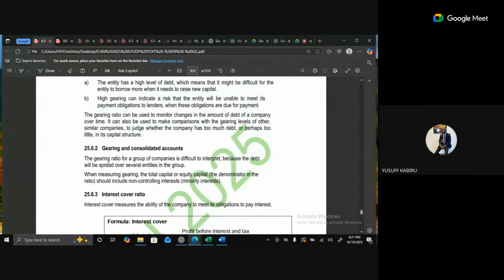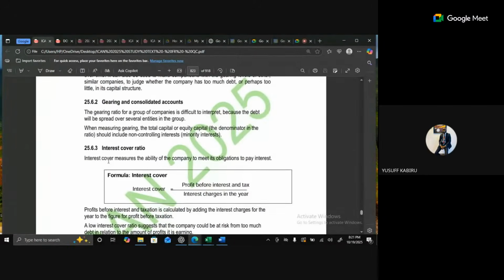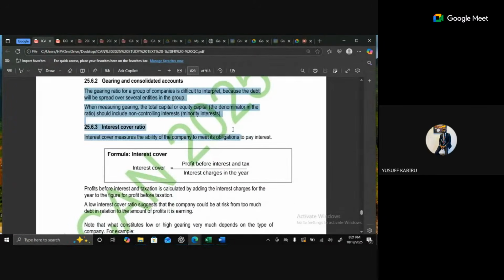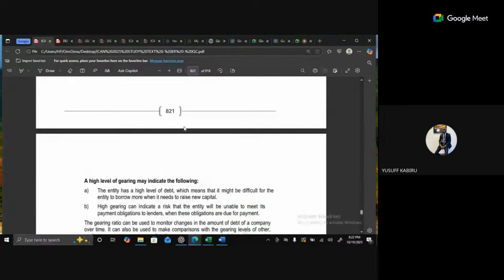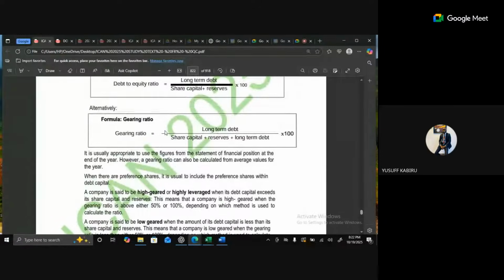So, gearing and consolidated accounts. Let's see what they have to say here. The gearing for a group is difficult to interpret because the debts will be spread over several entities in the group. When measuring gearing, the total capital equity, the denominator in the ratio, should include minority interest, your NCI. What they are basically saying is that where you have your total capital structure, you should include the NCI as part of it.